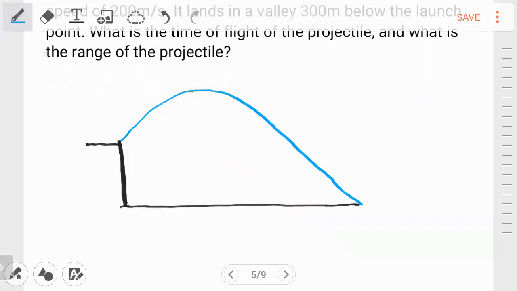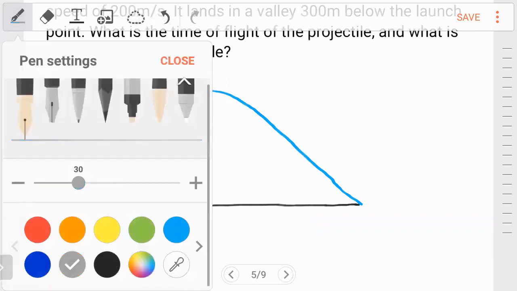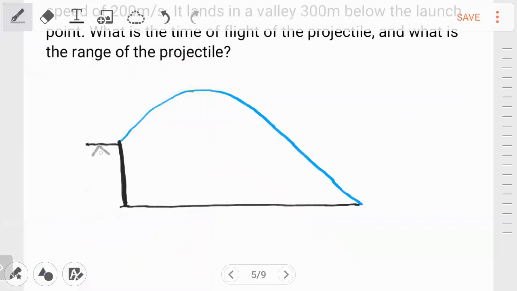So the first thing is they actually tell you how low it falls. Sometimes they'll ask you to find the same thing. But here they're telling us that it falls 300 meters lower from where it is projected. So this is the other case that we described, possible for projectiles.